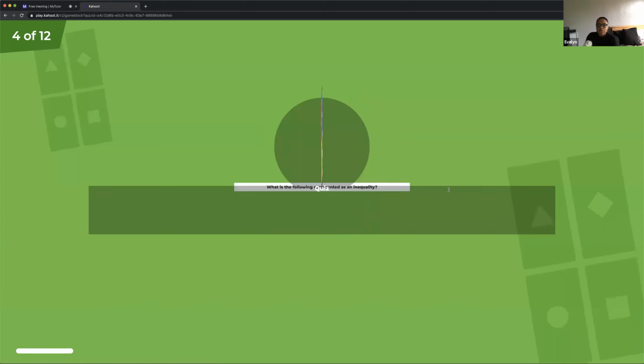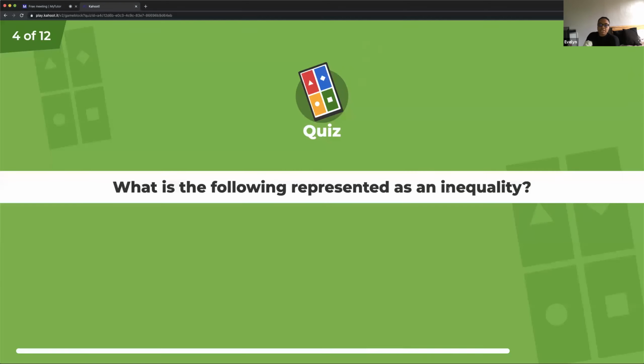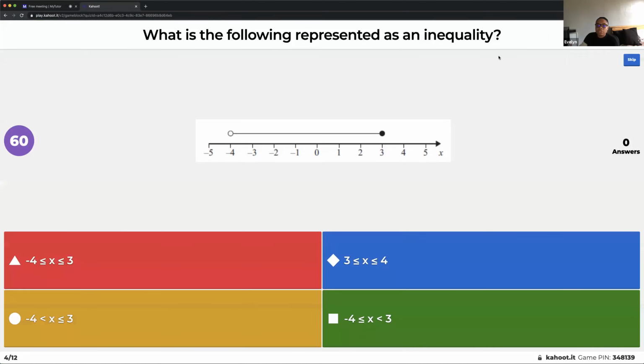Right, double the points this time. What is the following represented as an inequality? Have a look at the number line. What do you guys think?